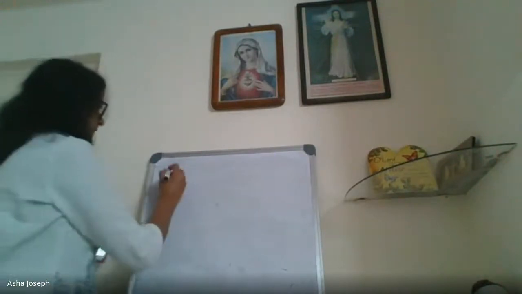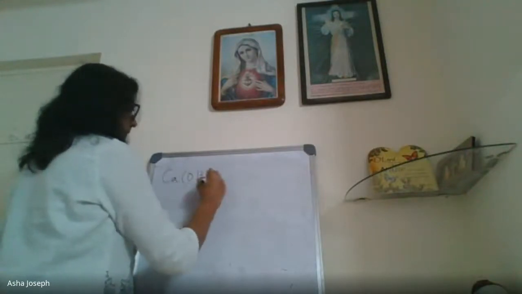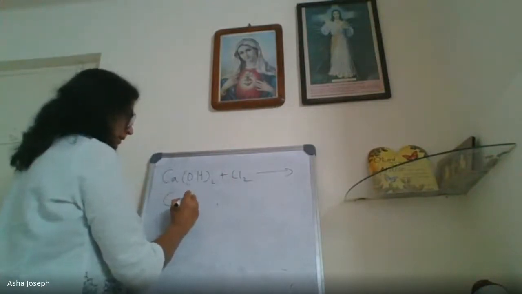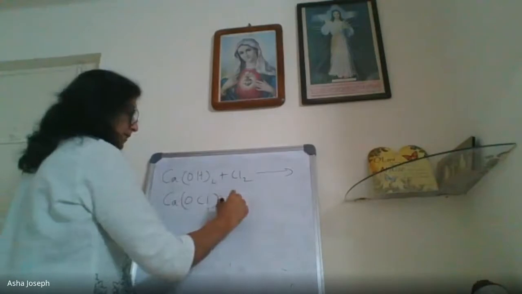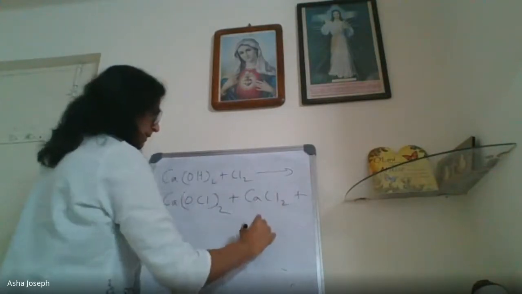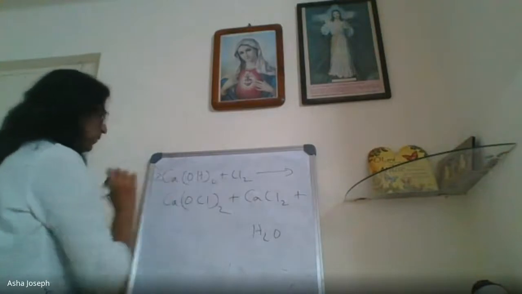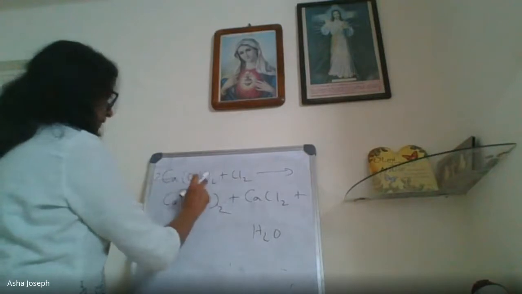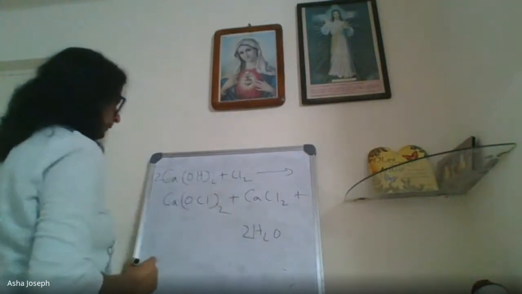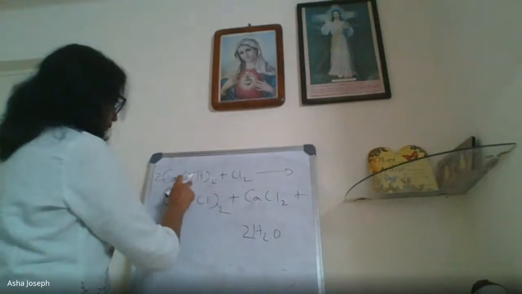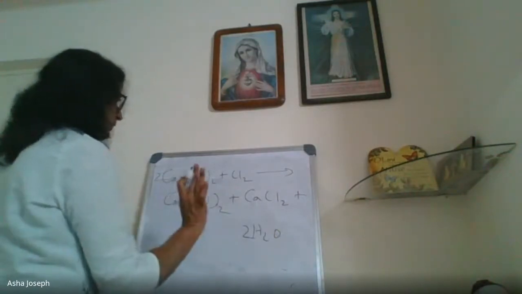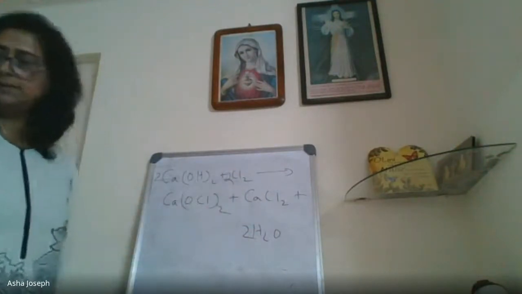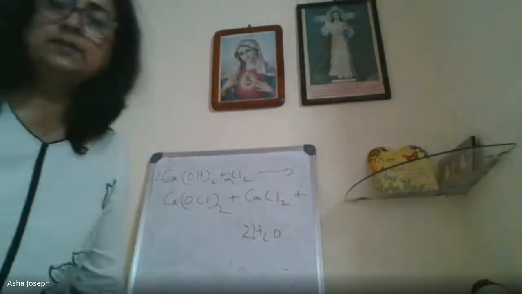One minute, I'll write calcium hydroxide plus chlorine giving calcium OCl2, this is bleaching powder, plus calcium chloride plus water. So 2 calcium, you can put a 2 here, isn't it? And so now we will balance. Hydrogen will be here 2 into 2, 4. So 2. And oxygen will be 2 into 4, so here 2 and here 2. Balanced. And chlorine is only left, isn't it? So this is balanced. So you learn that.